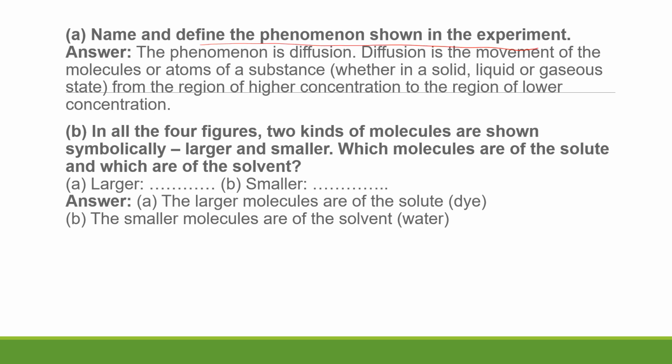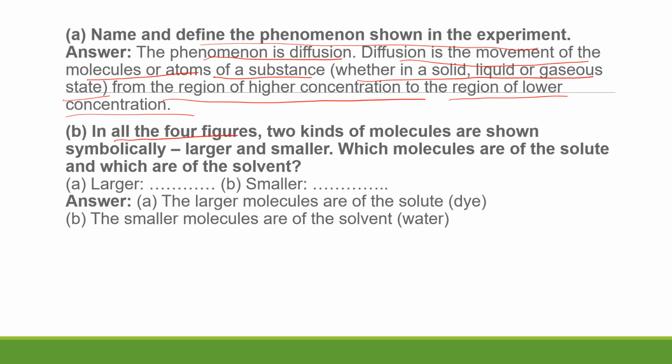So first we are adding a dye to a beaker of water. So what is happening? The phenomenon is diffusion. Diffusion is the movement of molecules or atoms of a substance, whether it is solid, liquid or gas, from a region of higher concentration to a region of lower concentration. The water in the beaker was not mixed with dye earlier, so it had a lower concentration, and in the corner we have put some dye or color. So it is mixing from a region of higher concentration to a region of lower concentration.